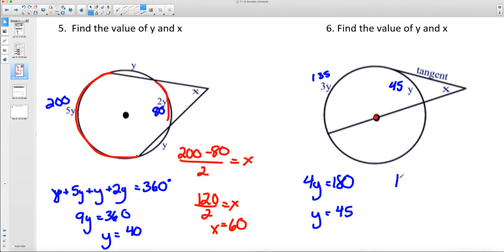Okay, and we could do arc minus arc divided by 2 now, because we have this arc and then we have the other arc. So the two arcs subtract and divide by 2. So that's 90 divided by 2, which is 45 degrees.